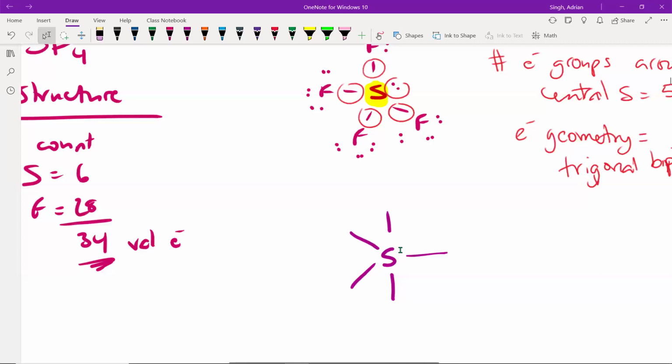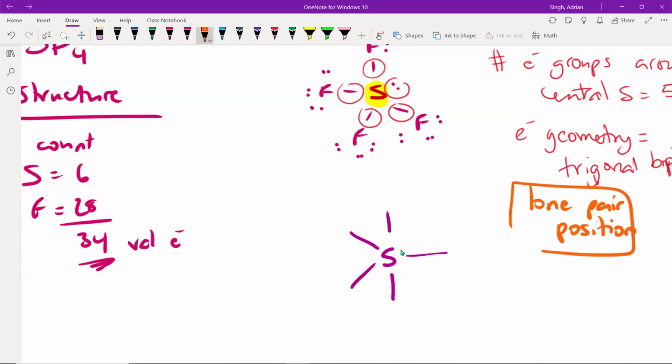I have my electron geometry being trigonal bipyramidal. I'm going to stick in now those atoms and the lone pair. So I have a choice of where to put the lone pair. Okay, so the lone pair position, that's the only thing that's different than all the other electron groups, right? All the other electron groups are single bonds. Yeah, 4 single bonds. And then we have this lone pair. So where should I put the lone pair? Because the axial positions are different than the equatorial positions.